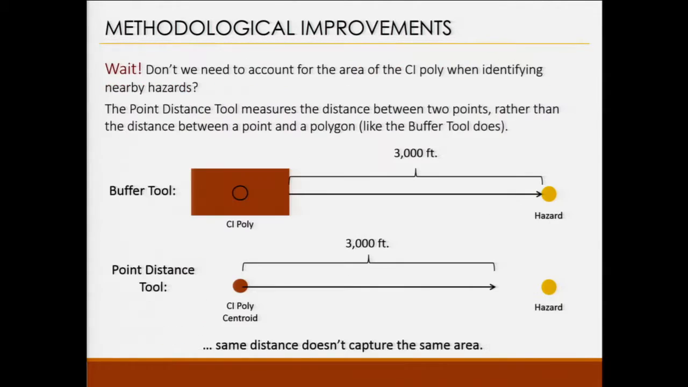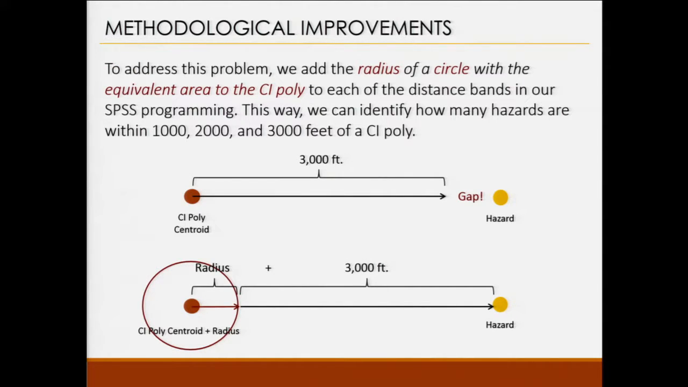So with using the buffer tool, we would have caught this hazard when we built the 3,000-foot buffer, but using the point distance tool, we wouldn't have caught this hazard that was within that same 3,000-foot buffer. So what we do is, this is probably the nerdiest slide, we add the radius of a circle that has the same area as the CI poly to the distance that the point distance tool churns out. I'm happy to go into this in more depth for people who are interested, but that's how we made up for the gap that we lost when we went to the point distance tool.